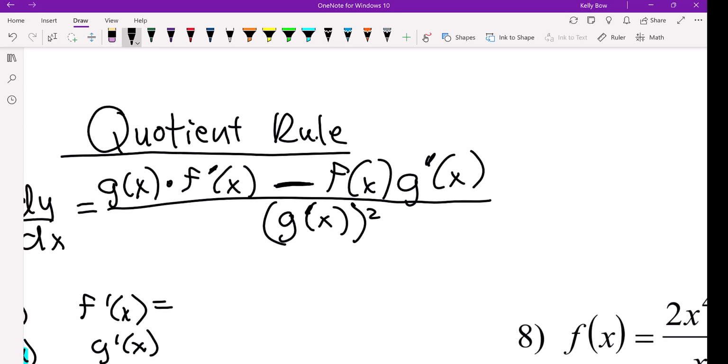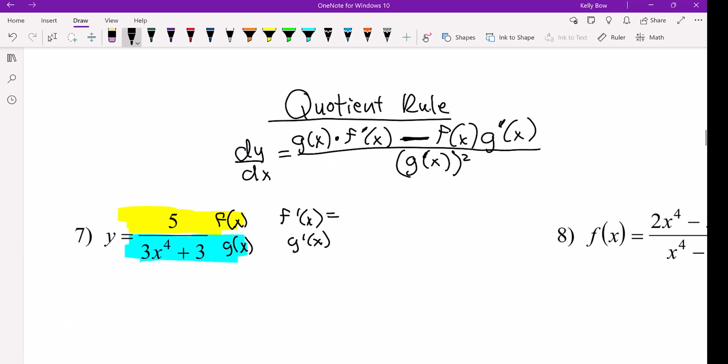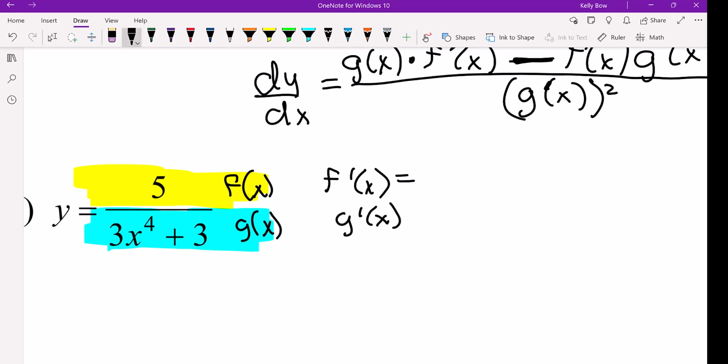You take the g of x, the denominator, times the derivative of the f. Instead of adding, now you're subtracting the original f times the derivative of g, and all of that is over the g function squared. So if we do this right here, we've named the numerator f, the denominator g.